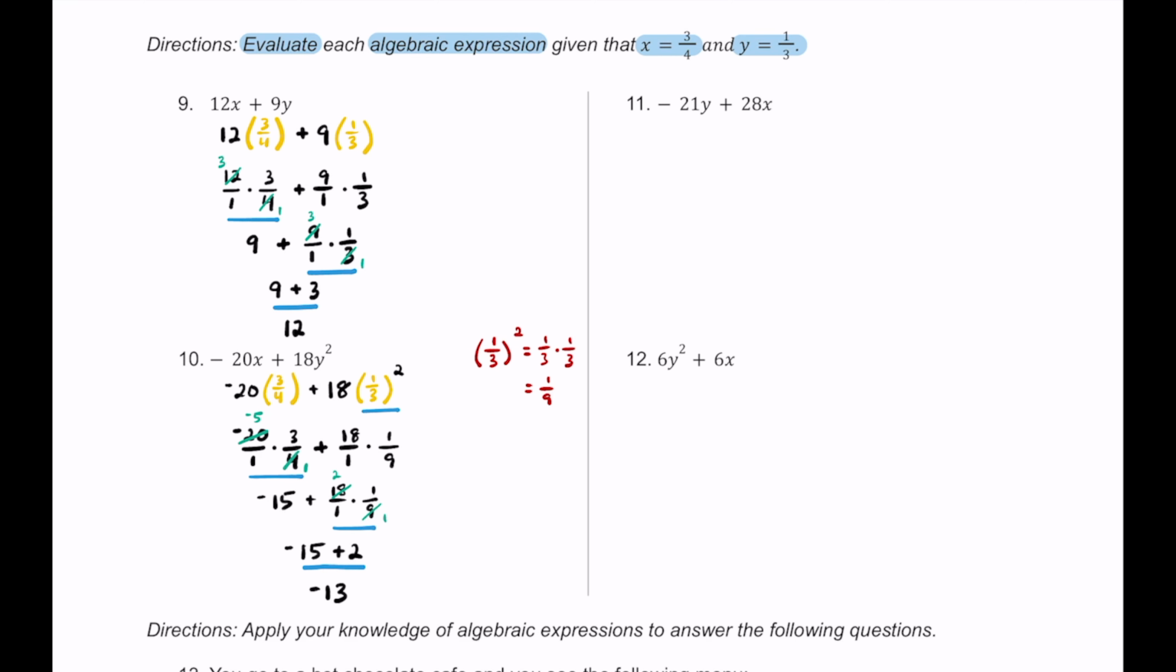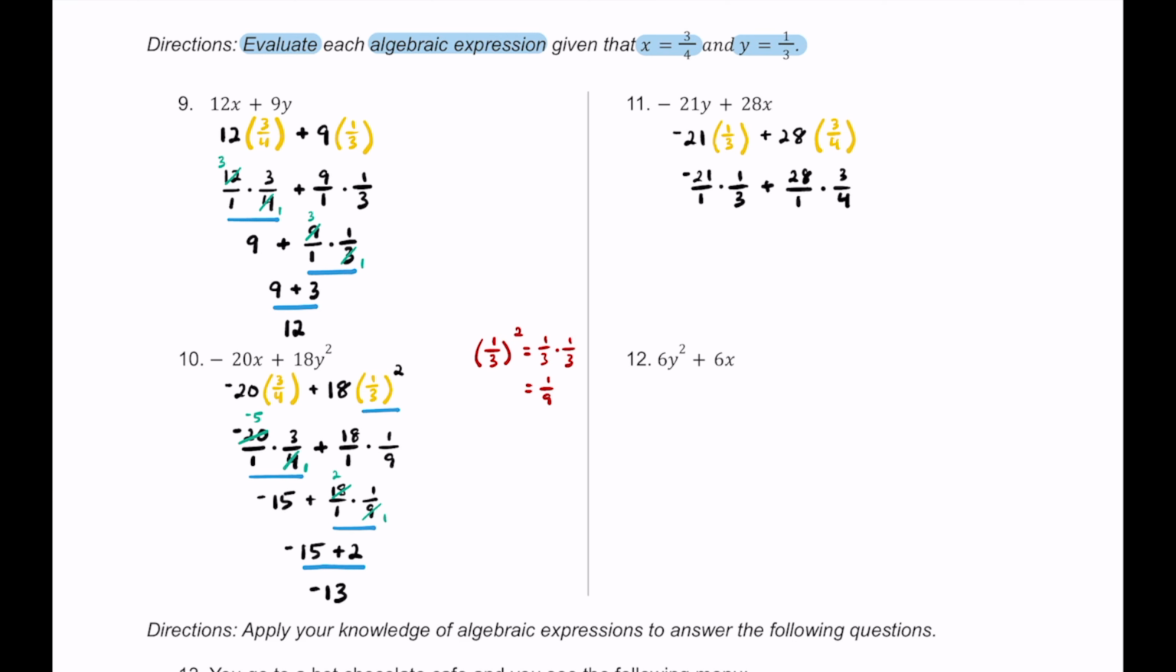For number 11, we have this expression of negative 21y plus 28x. So this is negative 21, and that's going to be multiplying by this y value. Now y is 1/3, so let's go ahead and substitute that in. And we're going to add 28 multiplied by whatever x is. Now x is 3/4, so let's put that in parentheses. We're going to multiply there. Okay. Now let's rewrite these as fractions. So we have negative 21 over 1 multiplied by 1/3. And if you wanted to go straight to this step first, you could have rewritten the whole numbers as fractions over 1 and saved one step if you would like to.